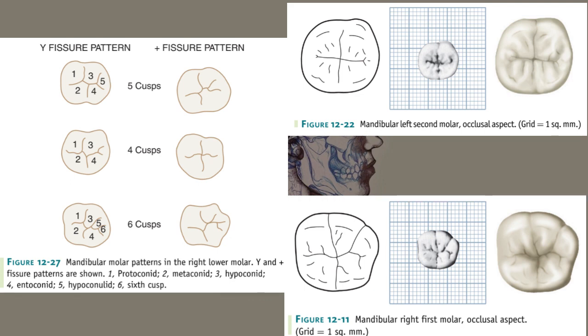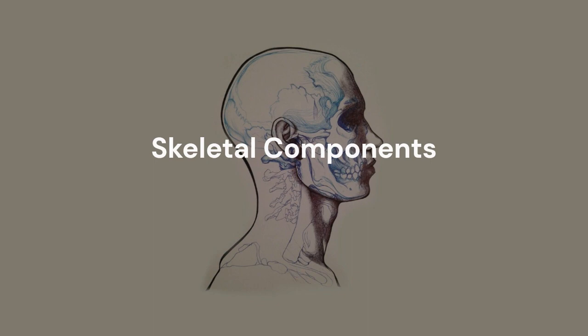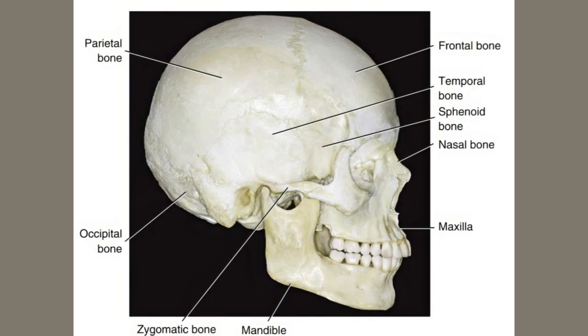The exact interarch and intraarch relationships of the teeth are extremely important and greatly influence the health and function of the masticatory system. Skeletal components. The skeletal components of the human head are the skull and mandible.